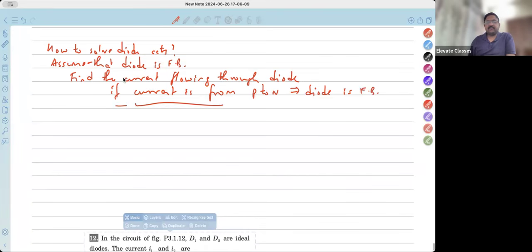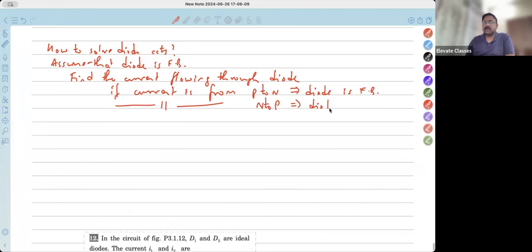If current is from N to P, our assumption was wrong and the diode is reverse biased. So we will have to go back, change our assumption, and then solve it. Now the thing is, once you assume the diode is forward biased, what do you replace the diode with? You remember the diode models, right?